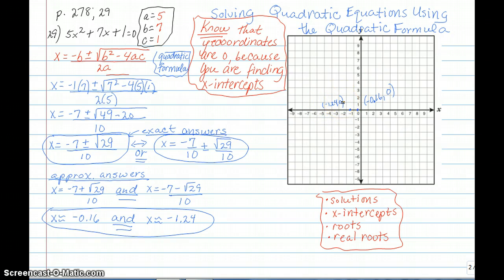Now we don't know our vertex. This is a very rough sketch, but we do know that the parabola opens up because a equals a positive 5. So it would go up and be something like that. This is just a rough sketch.